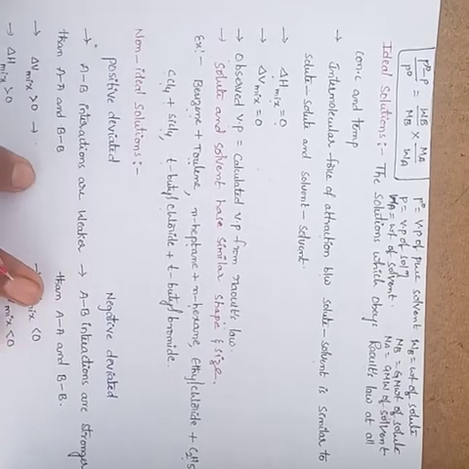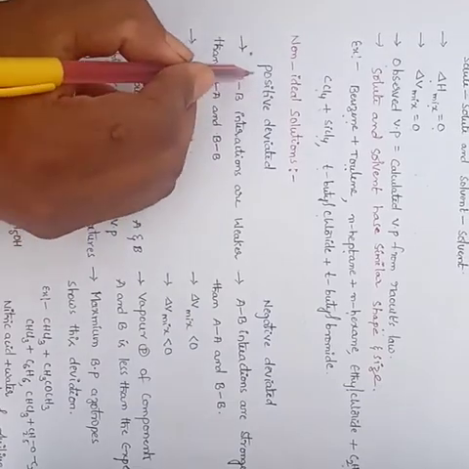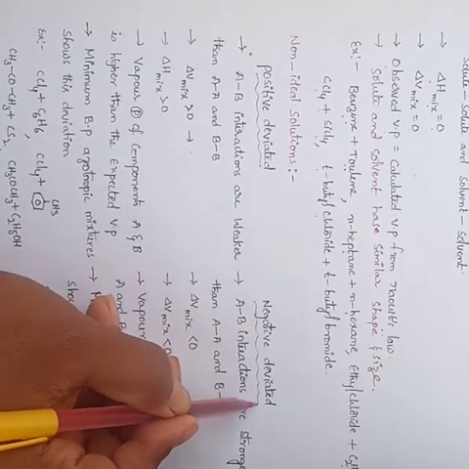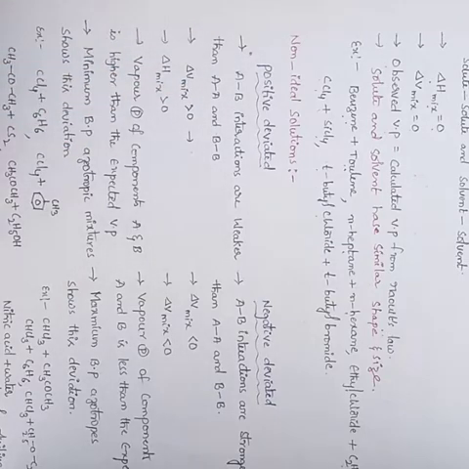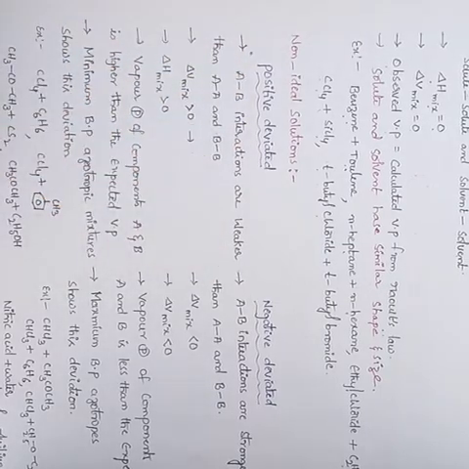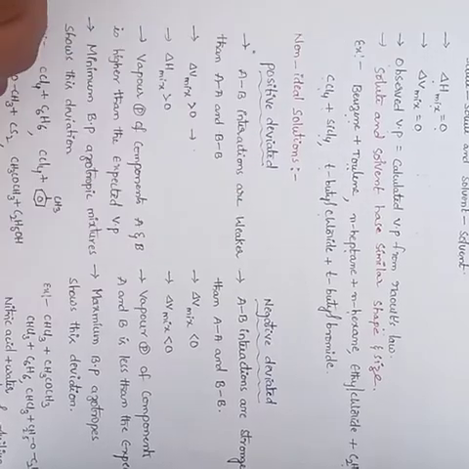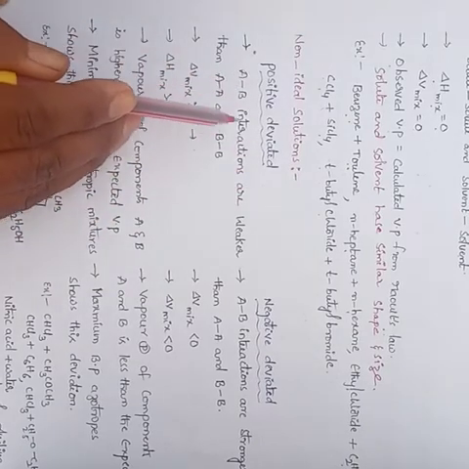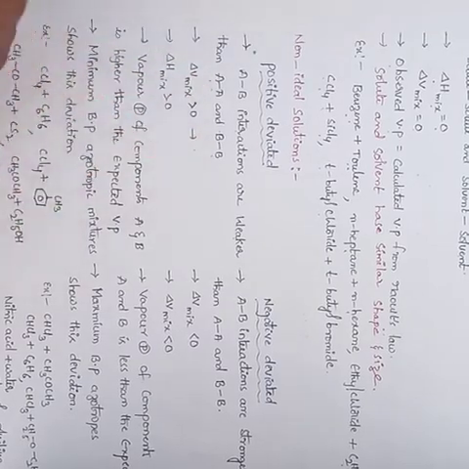And these non-ideal solutions are classified into two types: positive deviated non-ideal solutions and negative deviated non-ideal solutions. At a time we will discuss the positive and negative deviated non-ideal solutions. So first, see the positive deviated non-ideal solutions. In a positive deviated non-ideal solution, AB interactions are weaker than A to A and B to B.